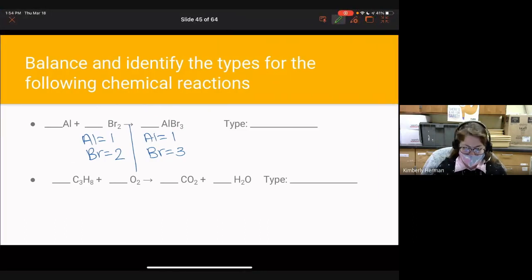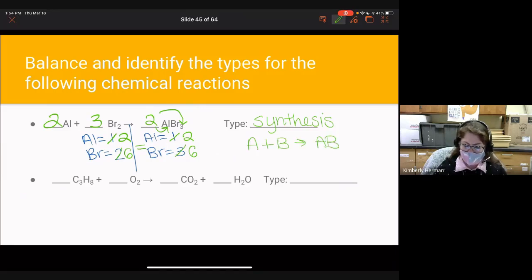Awesome. So when I put a 3 here, it changes BR to 6. When I put a 2 here, it not only multiplies into BR to make it 6, but it changes AL to 2. So whereas our BRs are balanced, we're going to have to go back and put a 2 for this aluminum. And now we are equal between our sides. Now the type. We have two reactants becoming one product. So we would see that this is a synthesis reaction. So we have our A plus our B yields our AB.